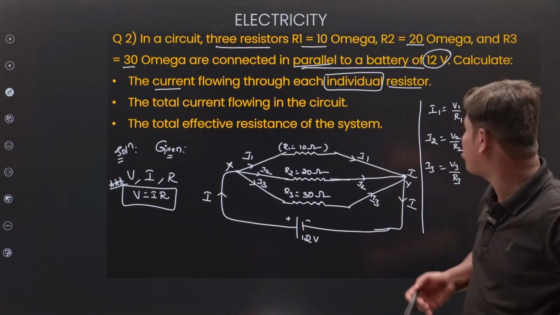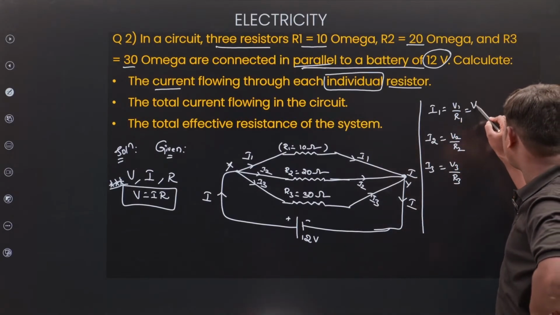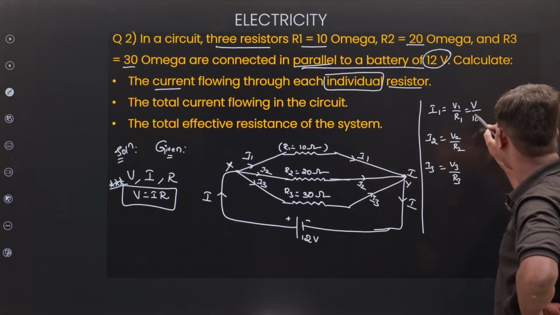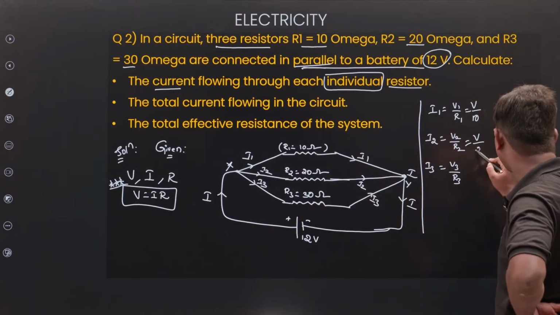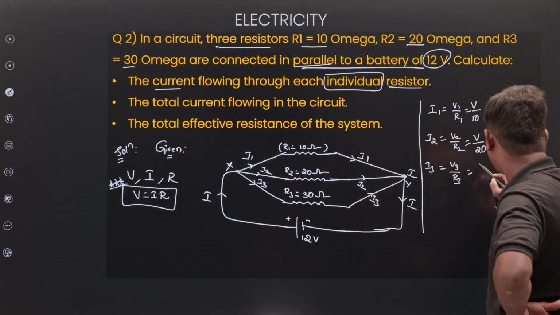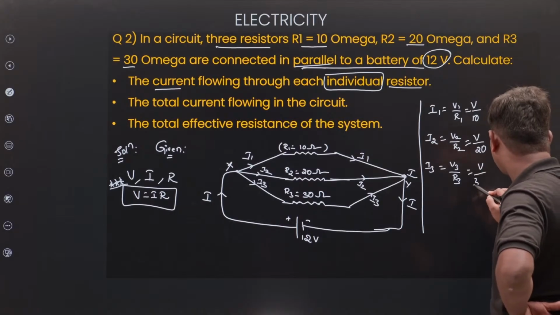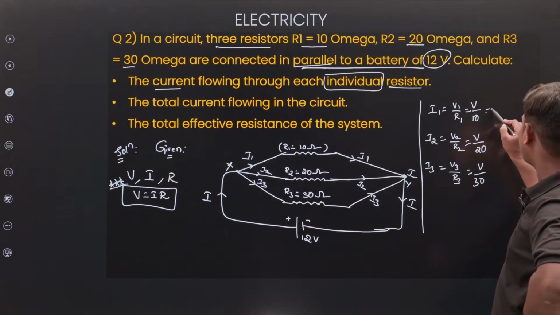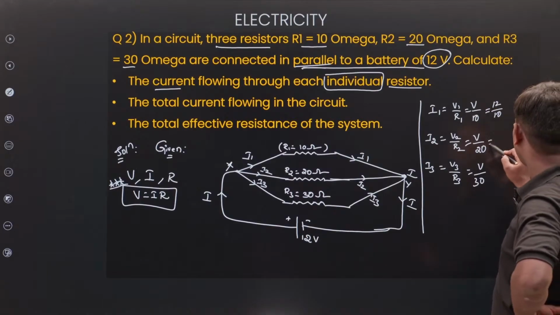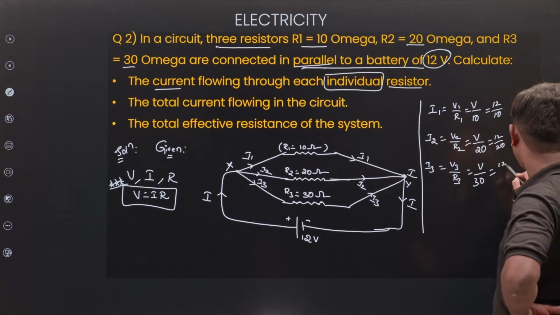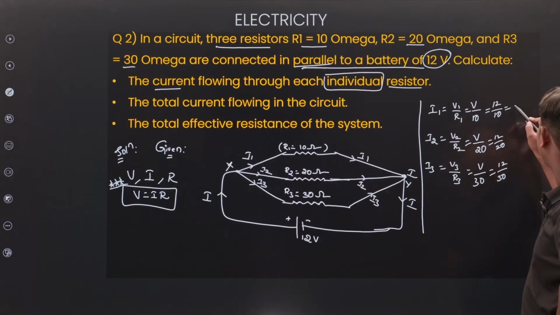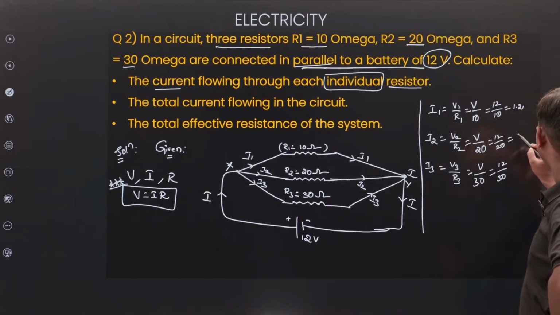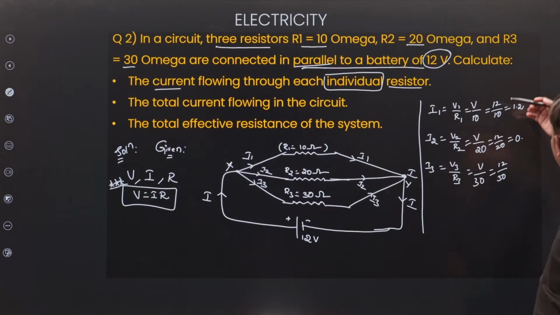Here the common thing is potential, V only. R1 is 10, R2 is 20, R3 is 30. Now calculate. 12 by 10, 12 by 20, 12 by 30. The potential is the same because the circuit is parallel. 12 by 10 is 1.2. Then 12 by 20 is 0.6, half of 1.2.